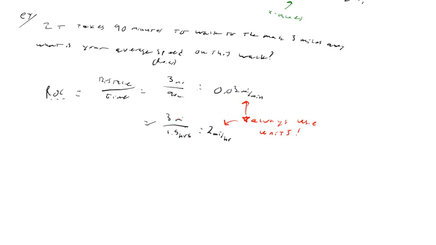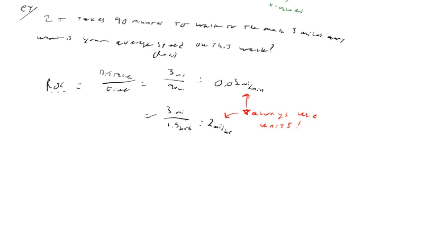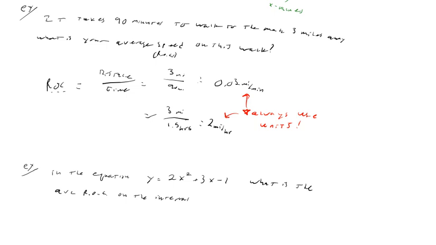Oftentimes, however, we're not going to be given the data like this. I mean, sometimes we are, but sometimes we have to use some formulas. For example, let's say in the equation y equals 2x squared plus 3x minus 1, what is the average rate of change on the interval (1 to 4). So sometimes your questions will be posed like this.